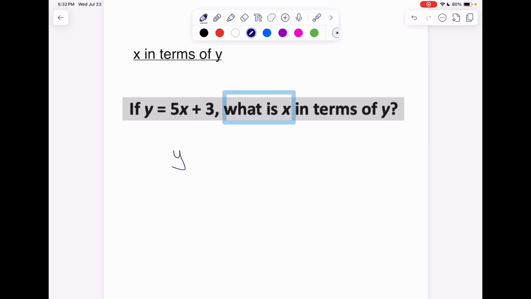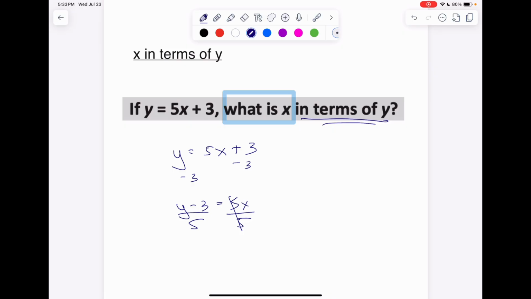We'll go ahead and copy down our equation, and we're going to isolate our variable term just as we did before, and then we're going to isolate our variable within that term. But we're not going to get a number. When it says in terms of y, we're going to get an expression for x, something that has y inside it. So we'll subtract 3 from both sides. We'll get y minus 3 equals 5x. We'll divide both sides by 5, and notice what we get. x equals (y minus 3) over 5.